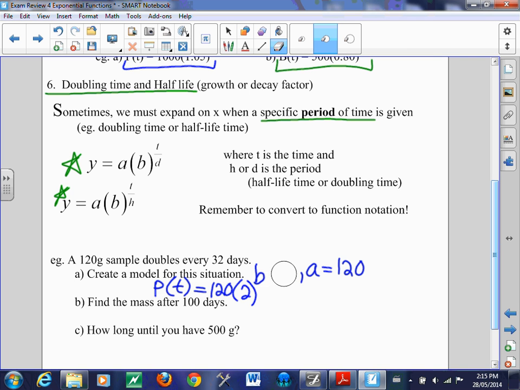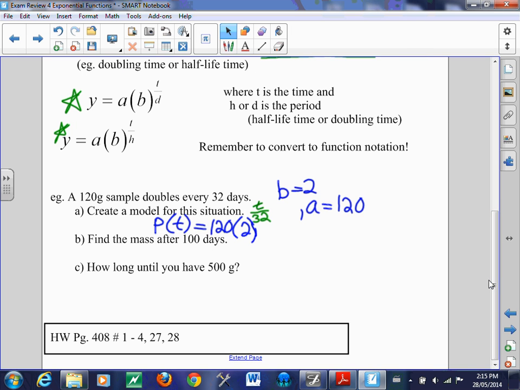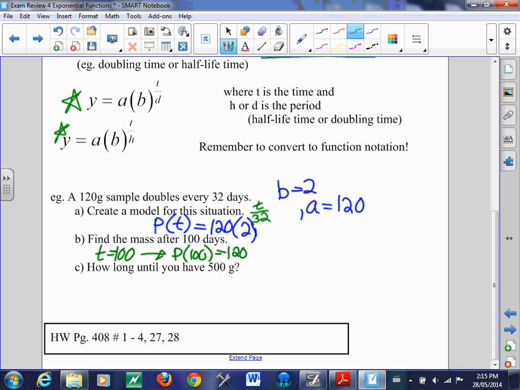I'm just going to move this up because I kind of ran out of room here. I'll rewrite it up here. Now it says that it doubles every 32 days. So for your exponent, you're going to write t, for whatever time we give, divided by 32. So that's the model for that situation. Next, it says to find the mass after 100 days. Well, that's pretty simple. You just say, let t equal 100. So instead of p at t, you're going to go p at 100 and sub it in, equals 120 times 2, all raised to the 100 over 32 in the exponent.